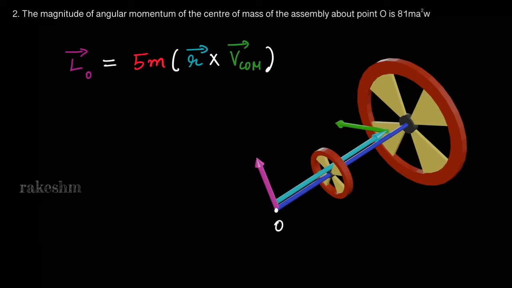One more thing I want you to note here is that R bar is in this direction and V bar is in this direction. So as angular momentum is perpendicular to both R bar and V bar, you can see this is the direction of angular momentum of the center of mass about point O. Before going into calculation of this value, let us visualize and see how this angular momentum vector changes with time.